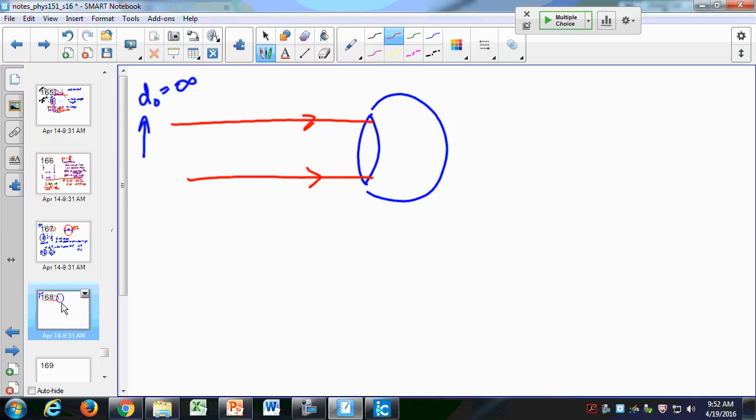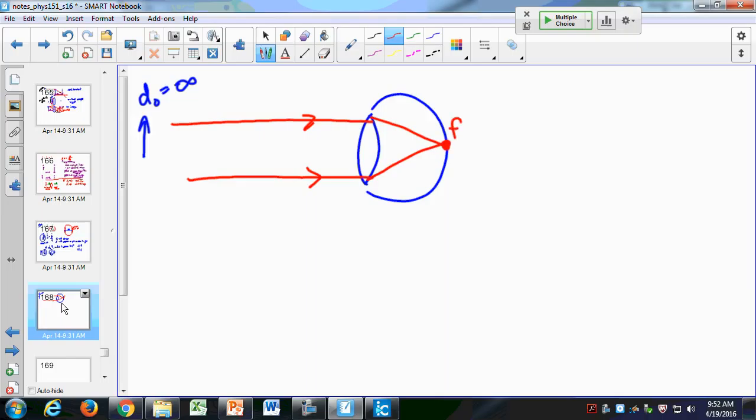And then they're going to focus at what point? Light rays that are parallel focus at the what? They do focus at the retina, right? My image has to be formed at the retina, but further, they're going to cross at the focal point. So when I'm looking at something far away, my focal point is at the retina.